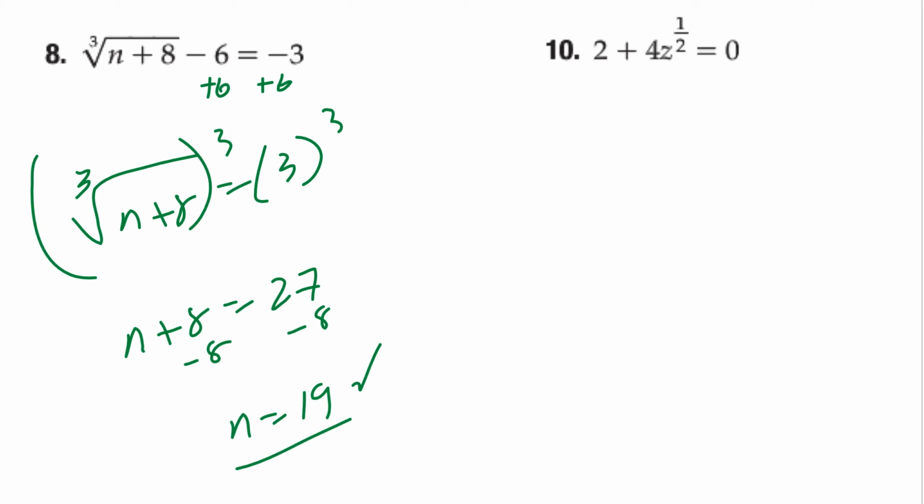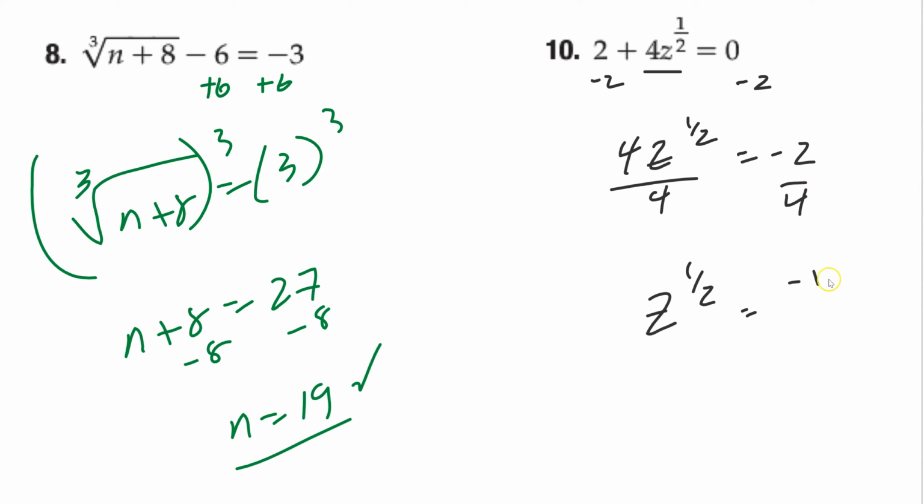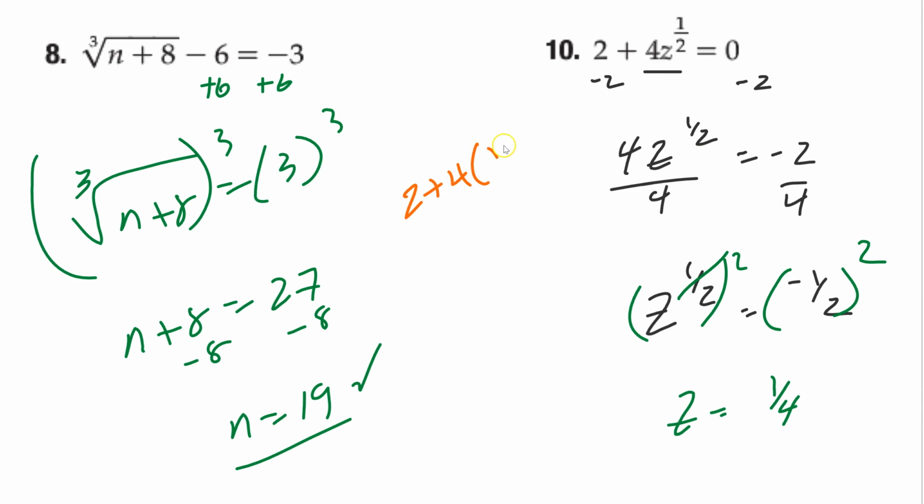So here, again, we want to get this by itself, so let's subtract 2. 4z to the 1/2 equals negative 2. Divide by 4. Z to the 1/2 equals negative 1/2. I've got to square both sides. Get rid of that 1/2 power. Z equals 1/4. Don't forget to check our work. Let's plug the 1/4 back in. 2 plus 4 times 1/4 to the 1/2 equals 0.